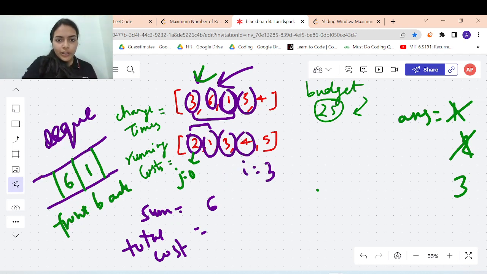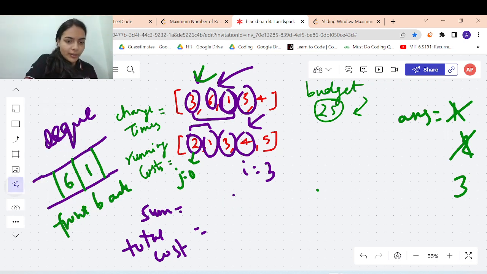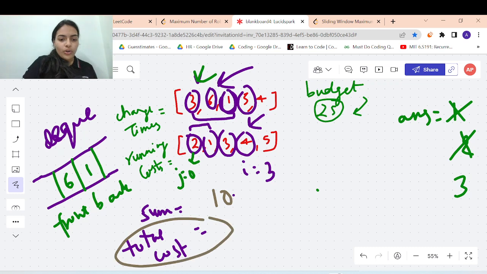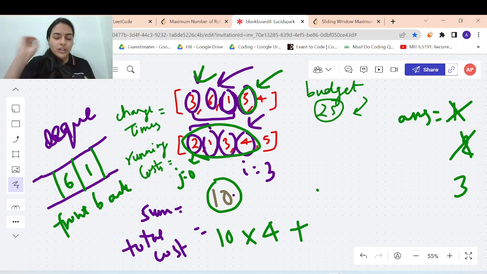Now we will go to i equal to 3. When we see i equal to 3, we will first of all change our sum. Sum will become equal to 6 plus 4, which is equal to 10, right? We have added a new robot, so our sum has become equal to 10. Now let's find the total cost. Finding the total cost is very simple. One component of total cost is sum into the number of elements that you have. How many elements? You have 4 elements. Now I have to find the maximum value.